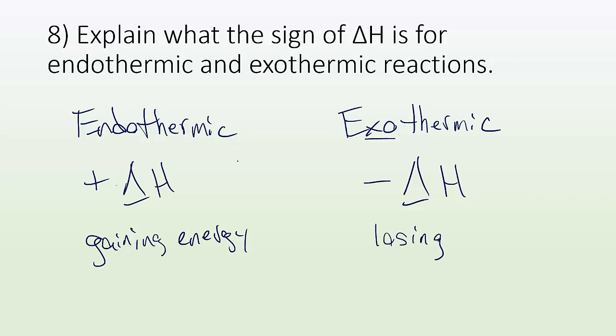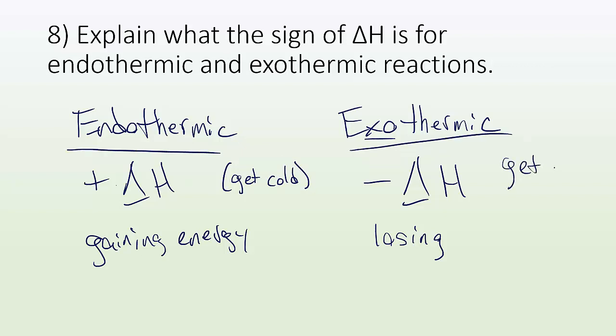So generally endothermic processes get colder because it's absorbing energy from its surroundings. So these things tend to get cold, and exothermic things tend to get hot because they're releasing energy. So if you're doing a reaction and the temperature goes up, it's an exothermic reaction. And if you're doing an experiment and the temperature goes down for the stuff, it's endothermic, it's absorbing that heat.